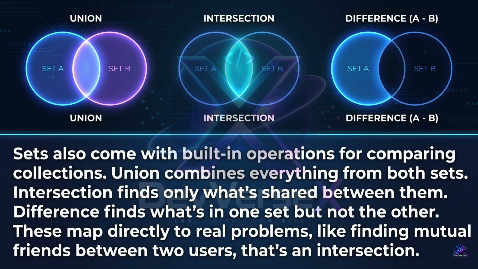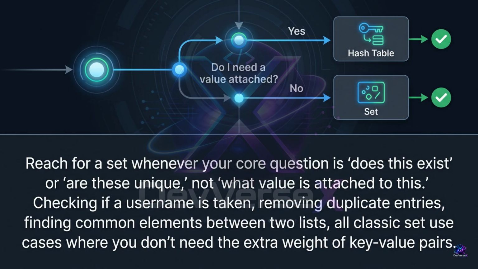Sets also come with built-in operations for comparing collections. Union combines everything from both sets. Intersection finds only what's shared between them. Difference finds what's in one set but not the other. These map directly to real problems, like finding mutual friends between 2 users. That's an intersection.